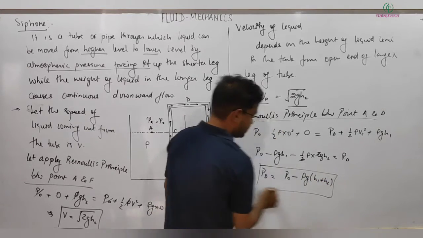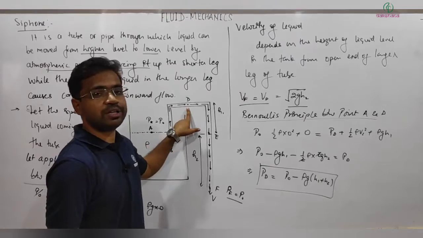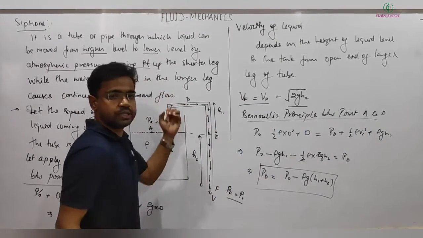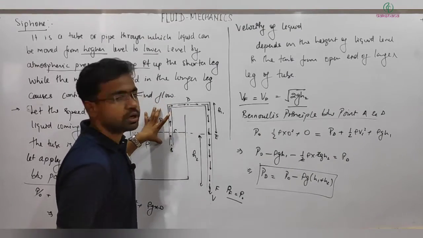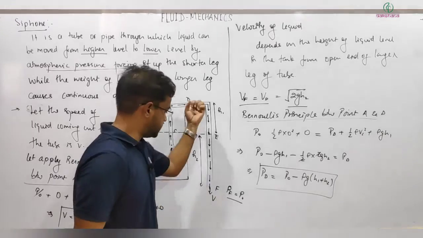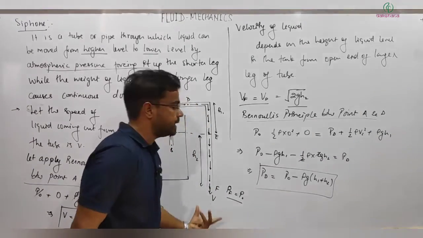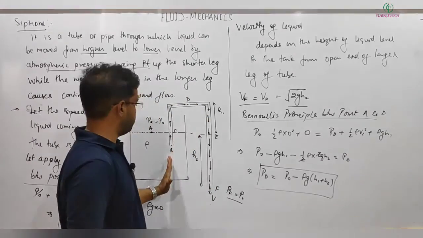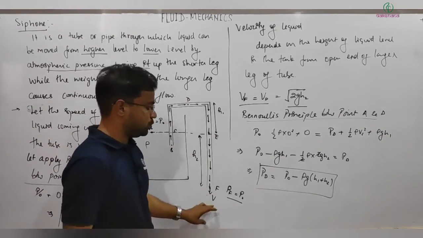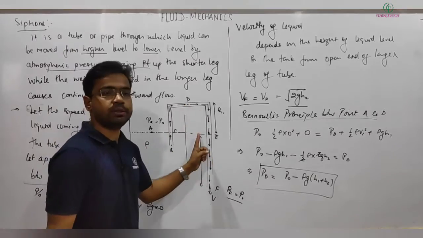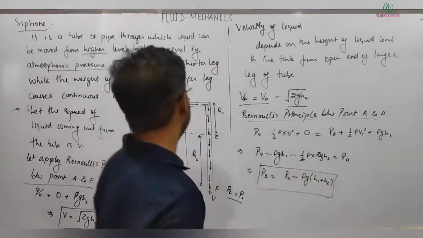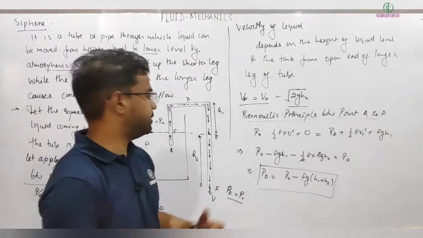So you can see actually here pressure at point D is becoming very low, and this low pressure is pushing this liquid up in this shorter leg. Later on, the weight of liquid is pulling it continuously downward. That helps in moving the liquid from the tank at higher level to lower level with the help of this tube, and this is called your siphon. So overall this setup is termed as siphon.